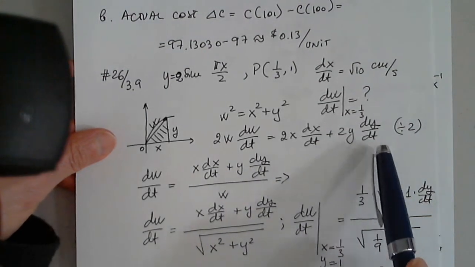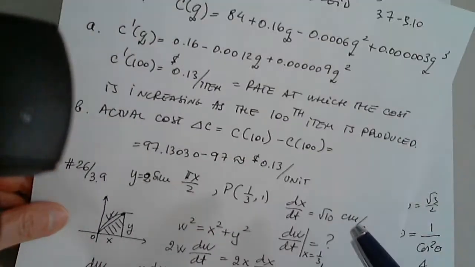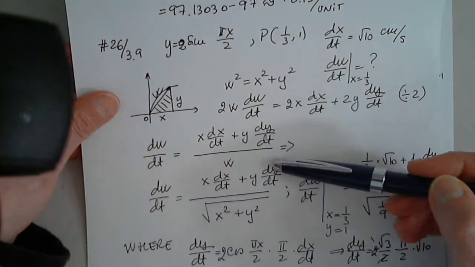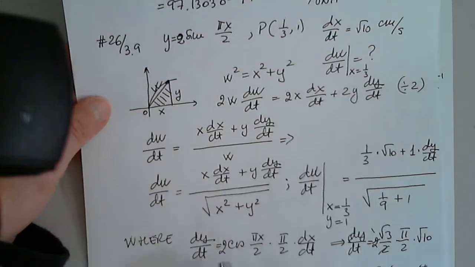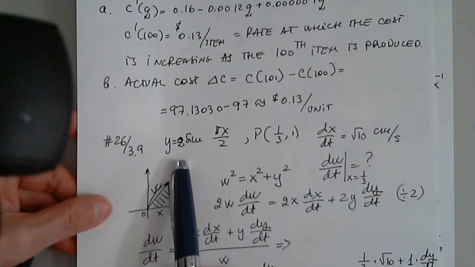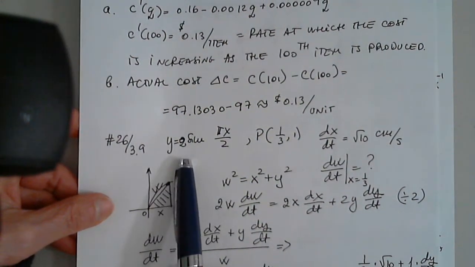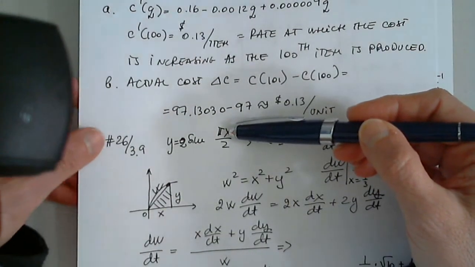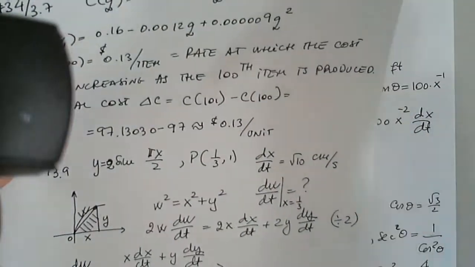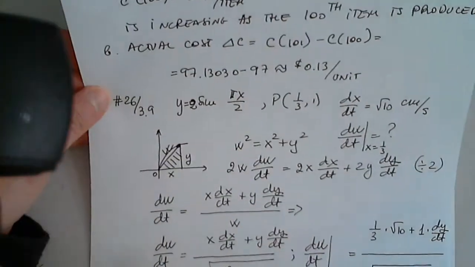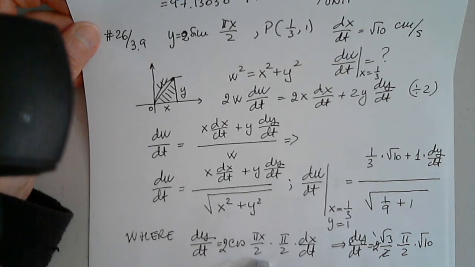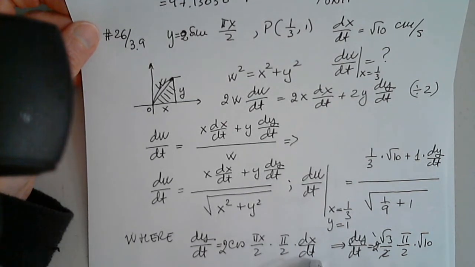Remember, 2 is gone. At this point, I realize that I don't have dy over dt, but that's okay because I have the function. So I will differentiate y with respect to time, but knowing that x is also a function of time. So when I do that, I get 2 cosine pi over x times pi over 2 times dx over dt.